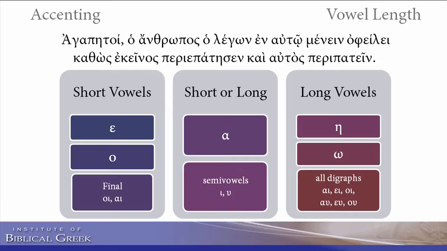Periepatesin, short, epsilon's always short. Ke, that's short, that's one of our exceptional digraphs. Alpha iota, when it's the final letters, is short. Aftos, short, omicron's always short. And peripatin, long, it's a digraph. The digraphs are always long except for our two exceptions.